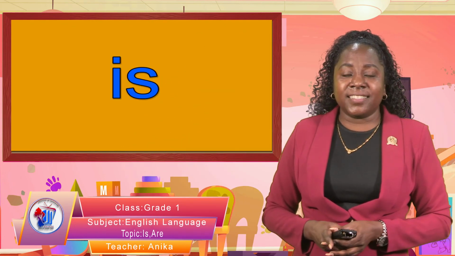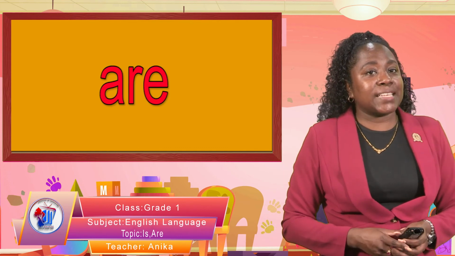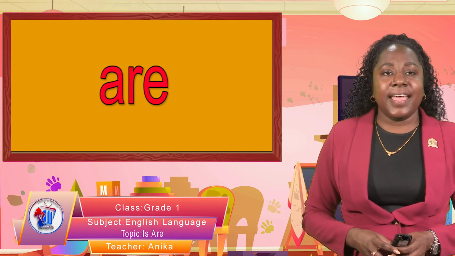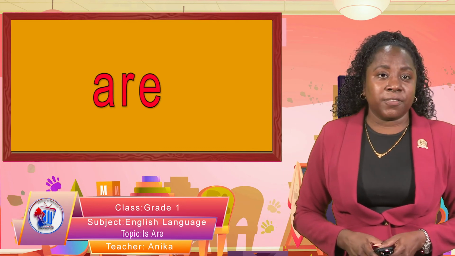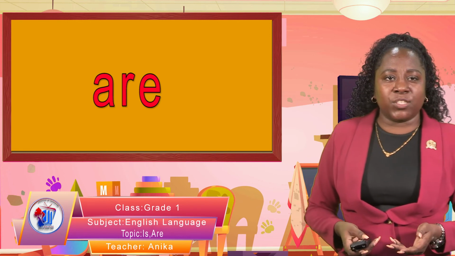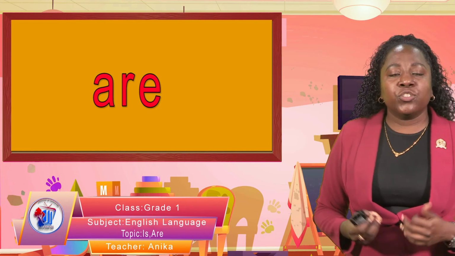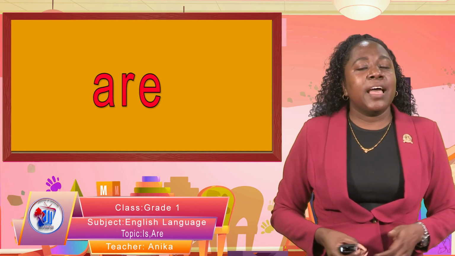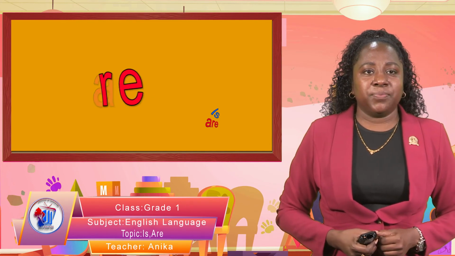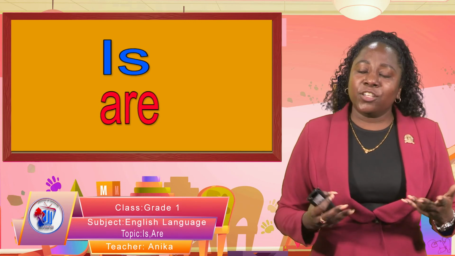So let's review before we go. Today we looked at 2 words. We looked at the word is, and then we looked at the word are, A-R-E. I want you to close your eyes one more time and spell both words for me. So you can listen to me first, and then you can repeat after me. Are we ready? I'll close my eyes too.